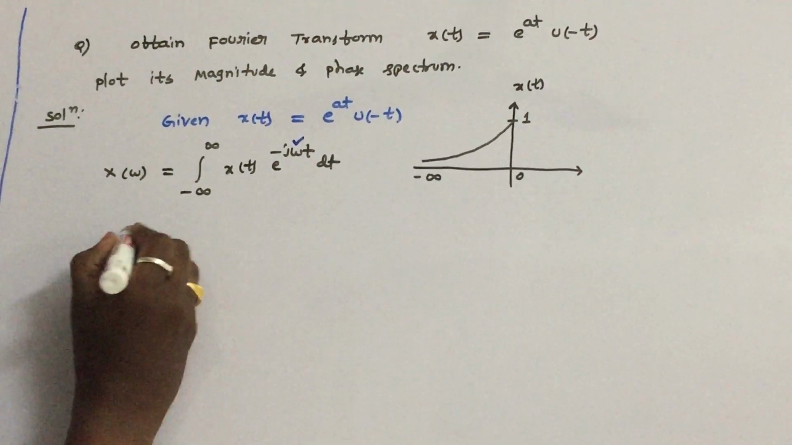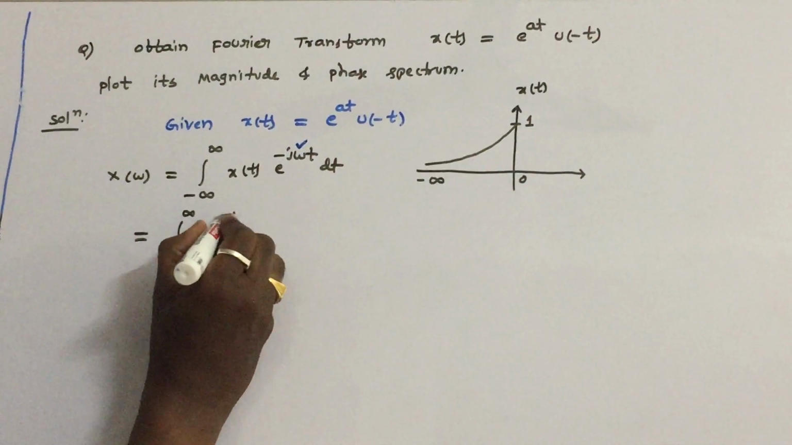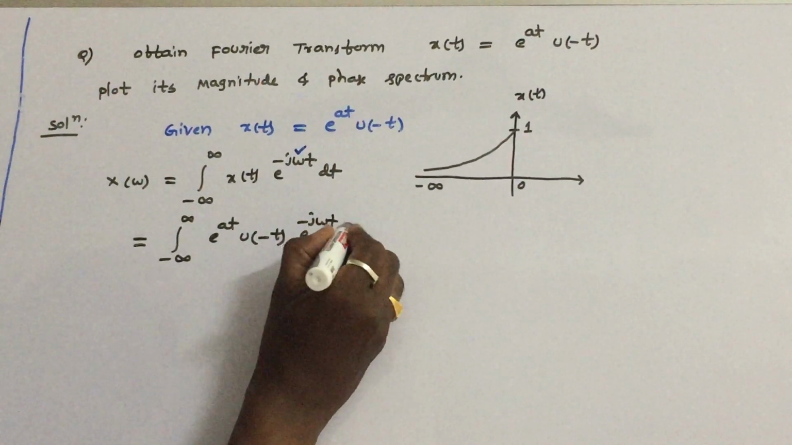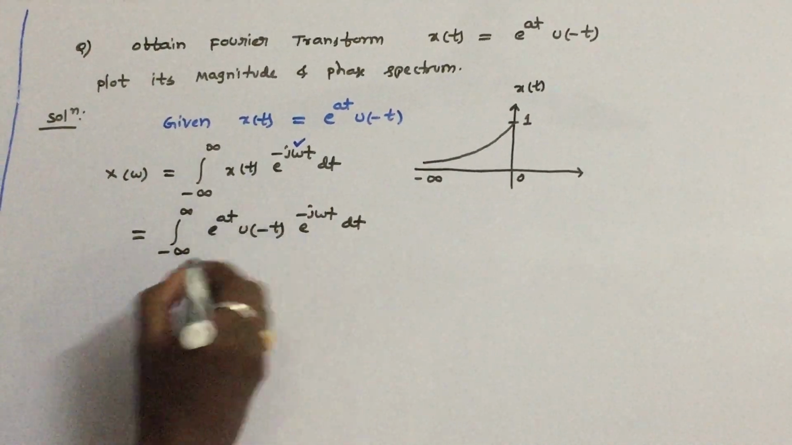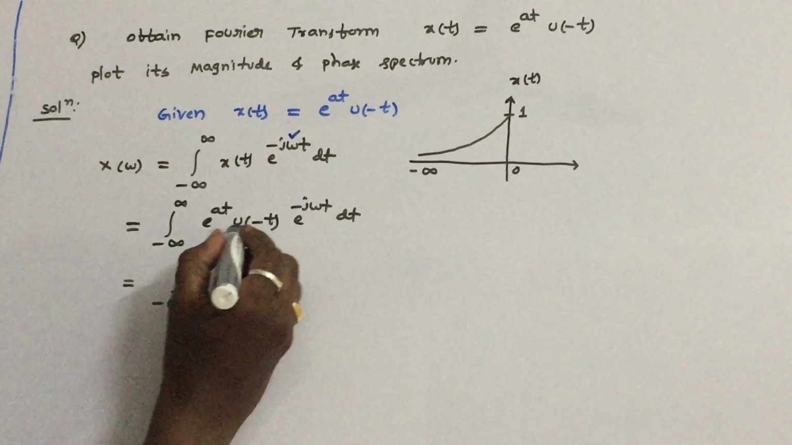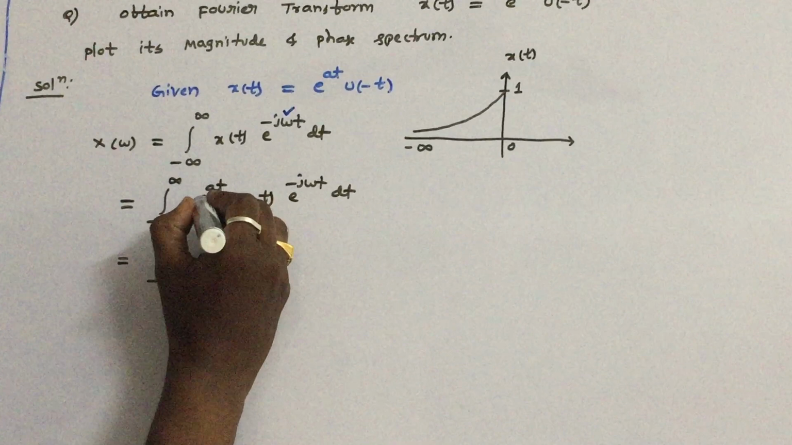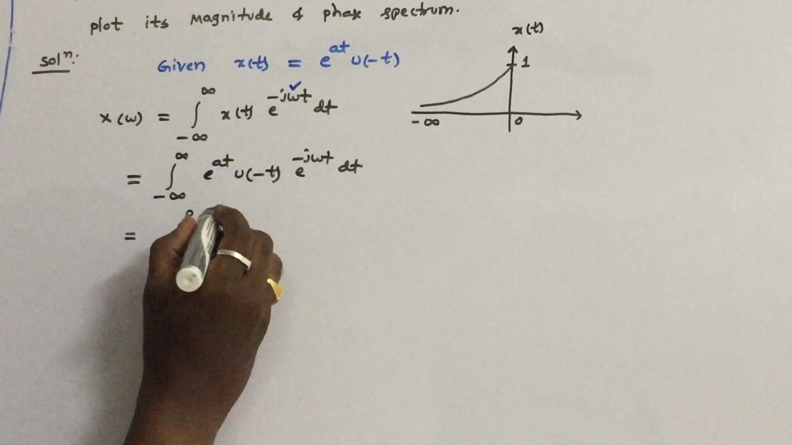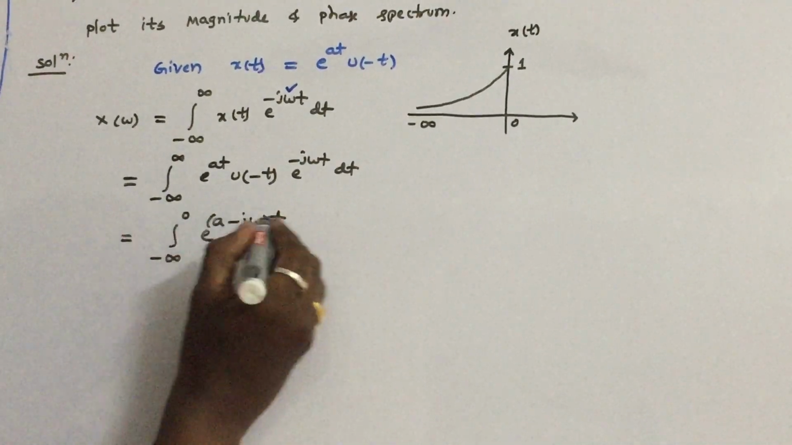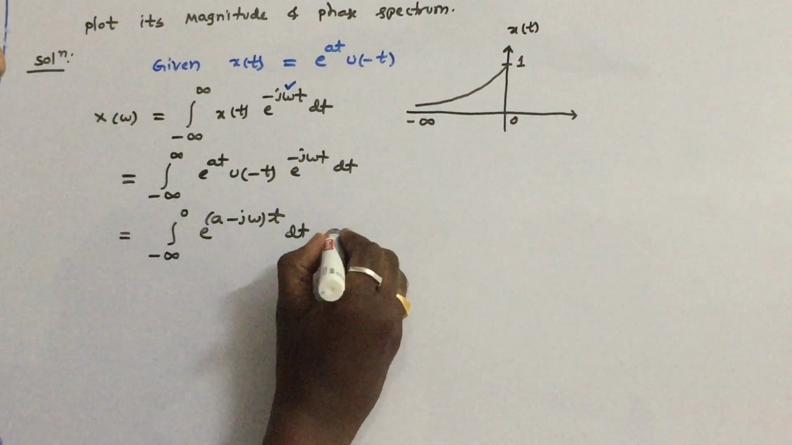So first let us substitute x of t. Integral from minus infinity to infinity. What is x of t? E power at into u of minus t into e power minus j omega t dt. Because of u of minus t, what limits do we have to take? We have to take minus infinity to 0. In this interval u of minus t is 1. So e power at into e power minus j omega t is written as e power a minus j omega into t dt.